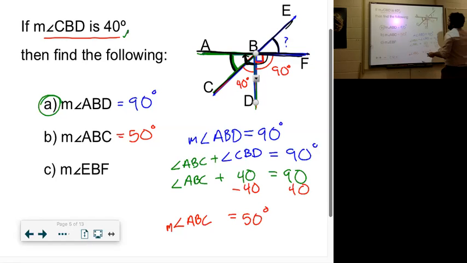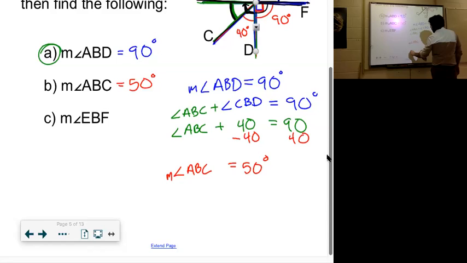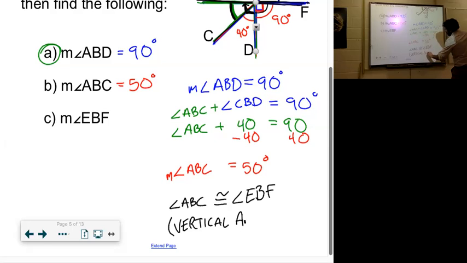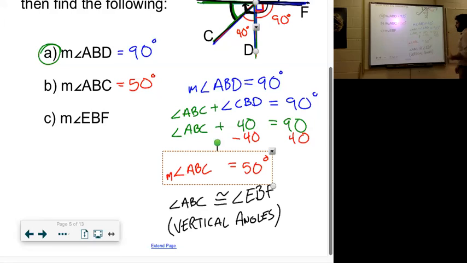So if these two angles are congruent, then I could write it out like this and say angle ABC is congruent to angle EBF. And that's because they are vertical angles. Vertical angles are congruent. Therefore, if the measure of ABC is 50 degrees, as we just identified, then I can say that the measure of EBF is also 50 degrees since they are congruent to each other.